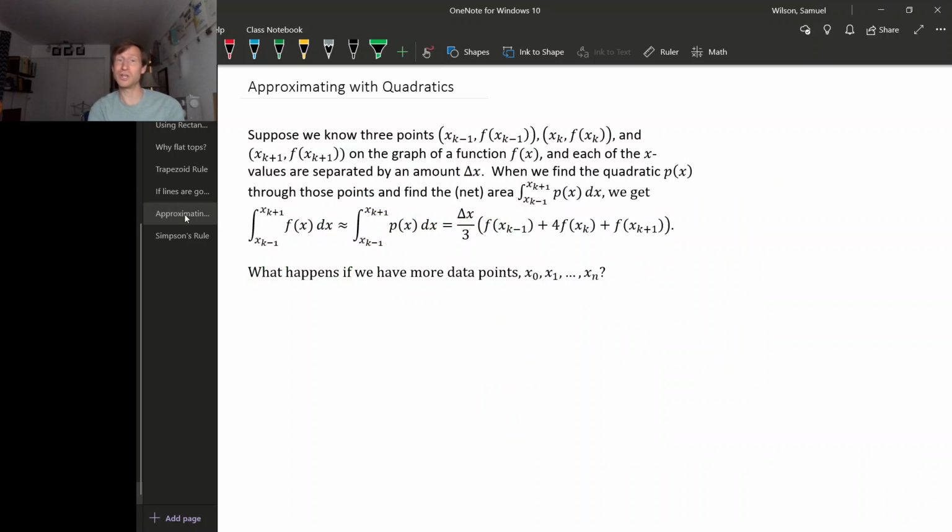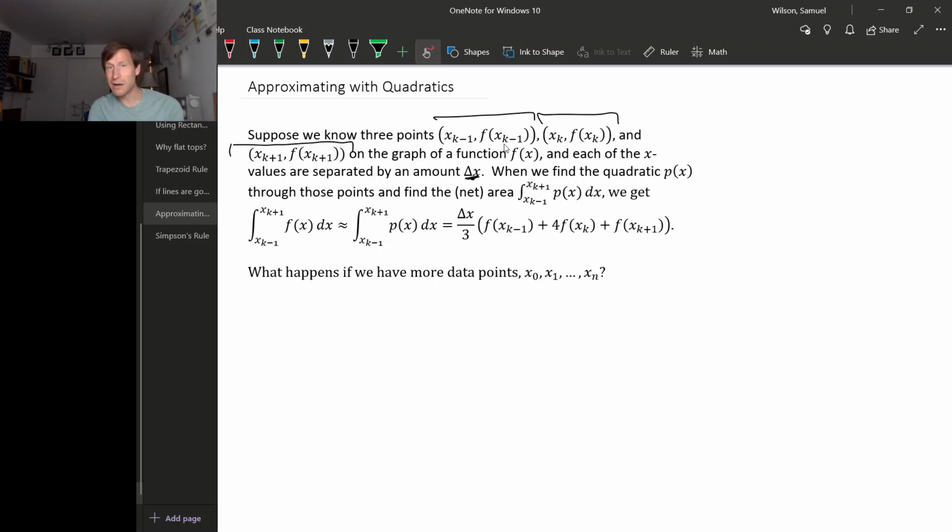But here's what you get. So here I've written the data points using k's instead of i's. So if we have these 3 data points, and these are 3 data points that are adjacent in our data set, and they have to be evenly spaced. So the spacing between these data points is delta x. So if we take these 3 data points, x sub k minus 1 and f of x sub k minus 1, x sub k and f of x sub k, and then x sub k plus 1 and f of x sub k plus 1.